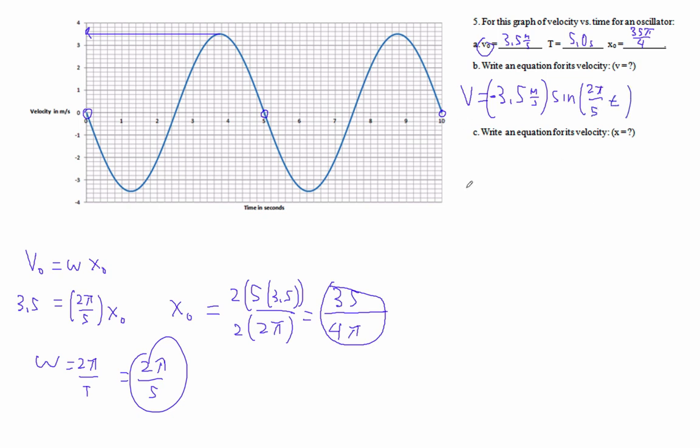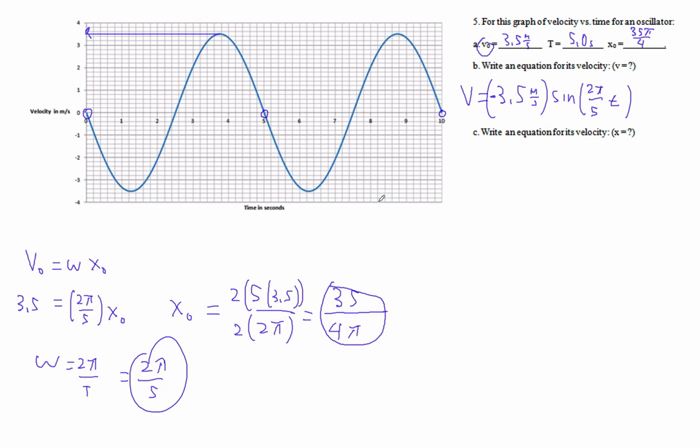You could try it with your calculator and graph it. It's definitely a negative sine, and it's going to have a period of 5. If we put in 5 for t, we'll end up with 2 pi. That'll be a whole period. Okay, so I'm going to say that works.